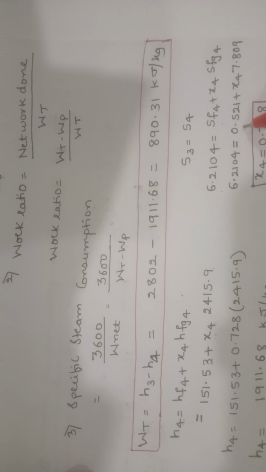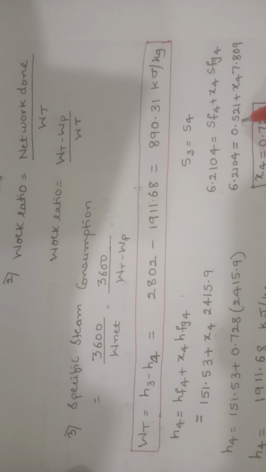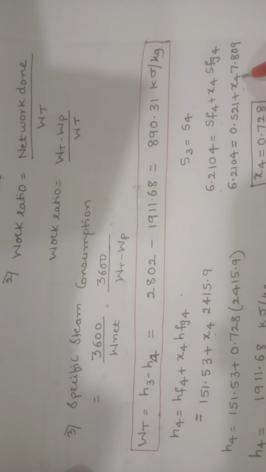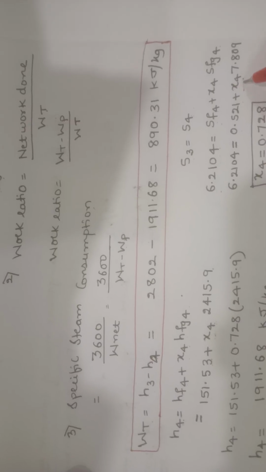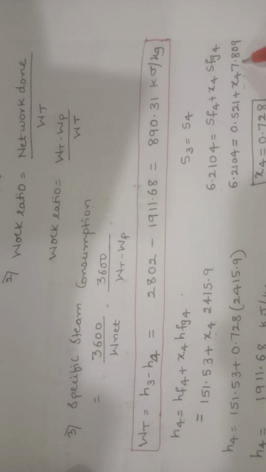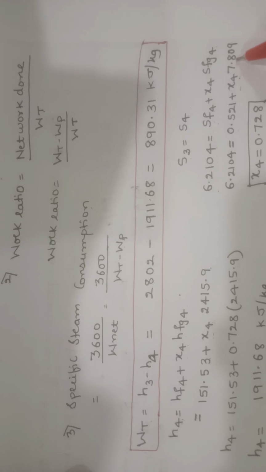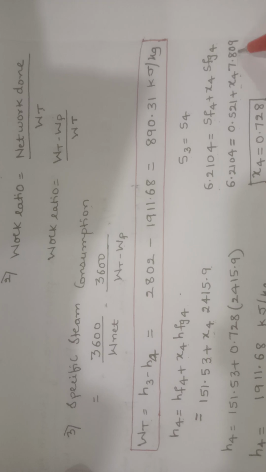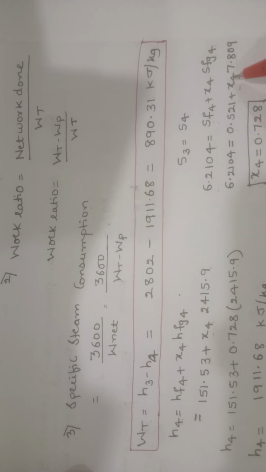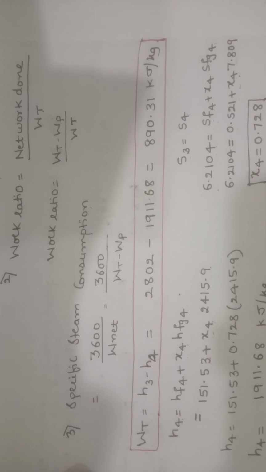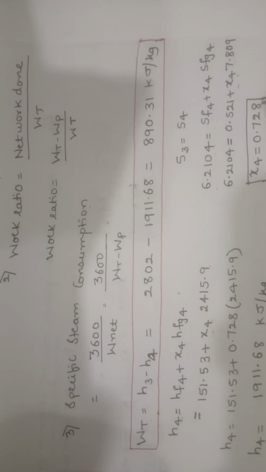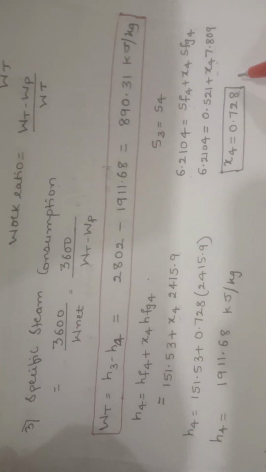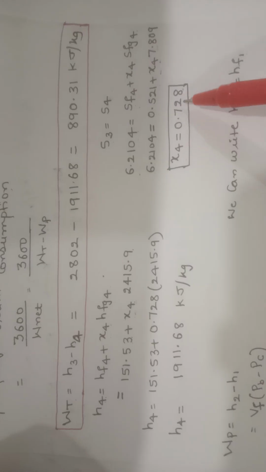So SF4 means entropy of water is 0.521 plus X4 only I have to calculate here, that is nothing but the wet steam at 0.4, how much it is wet steam. So SFG4 is also we have taken it from the steam table book at pressure 0.06 bar. So by solving this equation I have got X4 as 0.728.